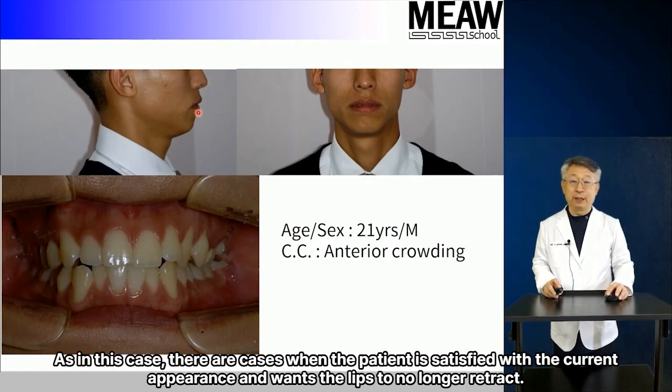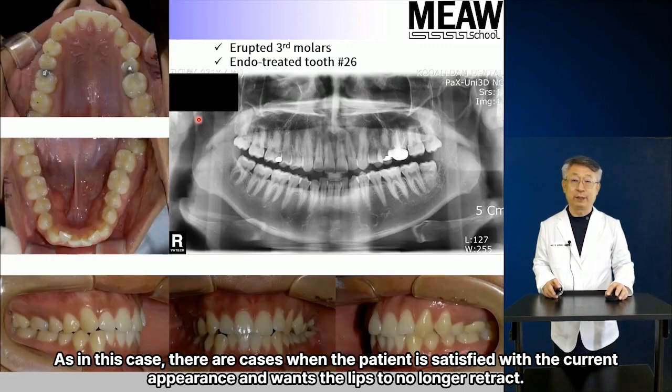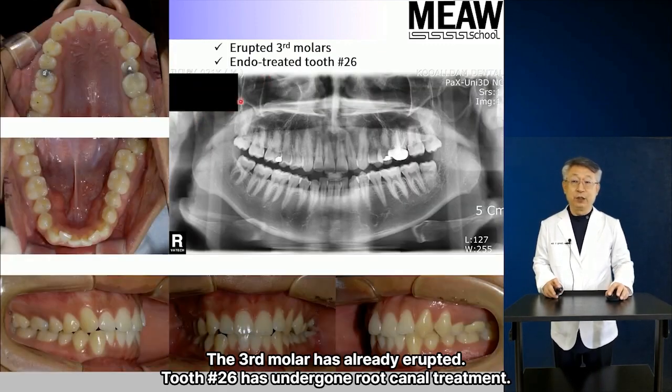As in this case, there are cases when the patient is satisfied with the current appearance and wants the lips to no longer retract. The third molar has already erupted. Tooth number 26 has undergone root canal treatment.